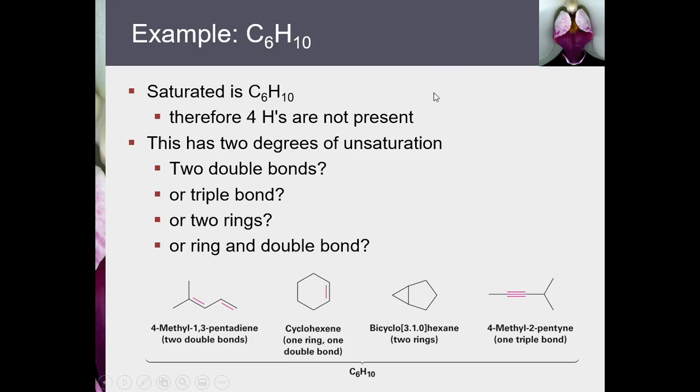So, let's give an example. Like this one. This is C6H10. So, ang tanong natin is, is this saturated or unsaturated?